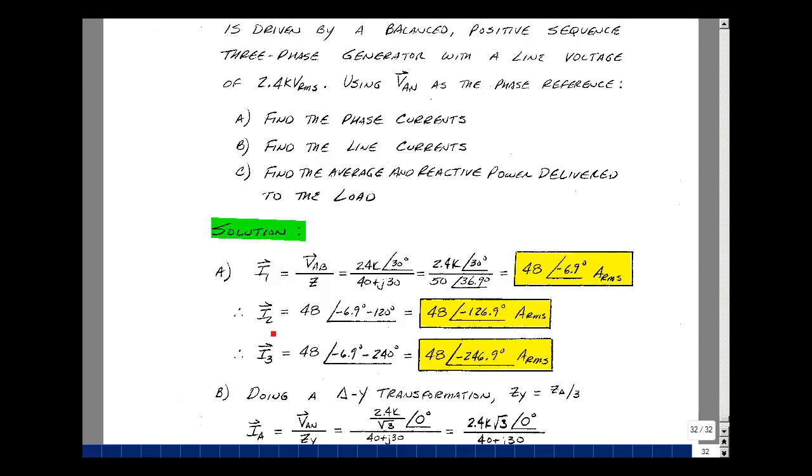You can also calculate the current I2 in a similar fashion, but just simply shifted by 120 degrees. So let's take our last result and subtract 120 and subtract 120 again.